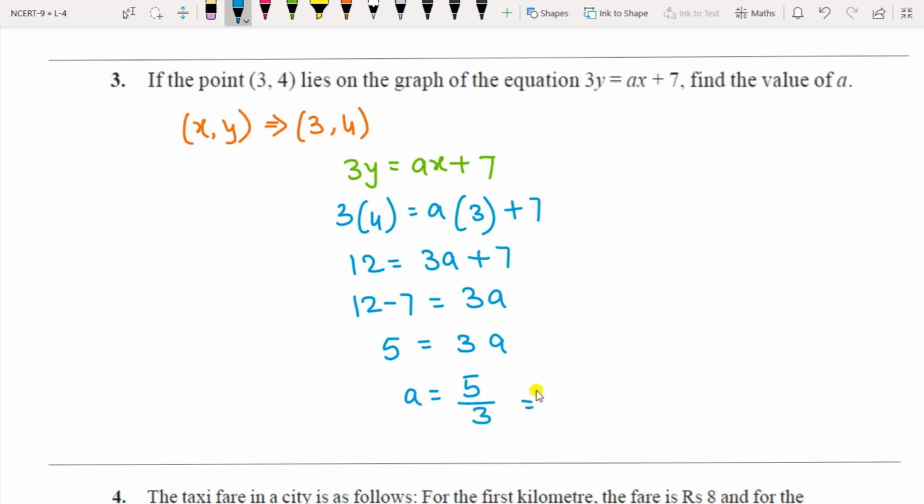If you divide it, it will be 1 and 2 by 3, or you can write it as 1.66. If you divide this, it is 1.666. So that is the value of a.